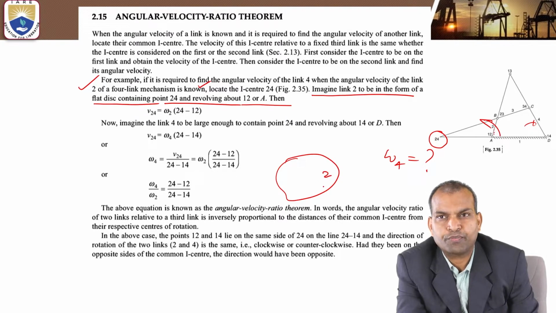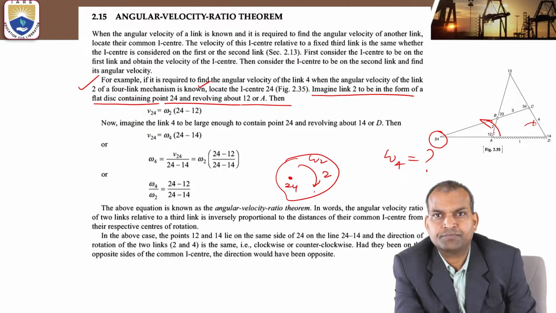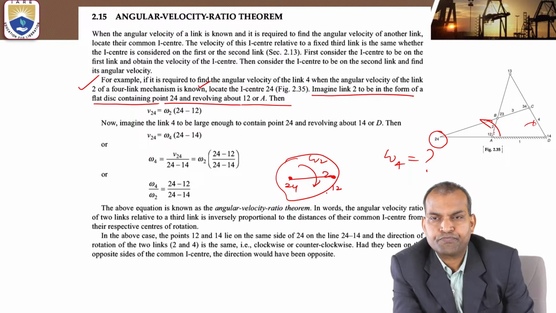This is link 2. This link 2 is rotating with the angular velocity omega 2. About which center? About this I24 center. Now, about which point? Here, point A. Okay, now this link 2 is, that is I12.